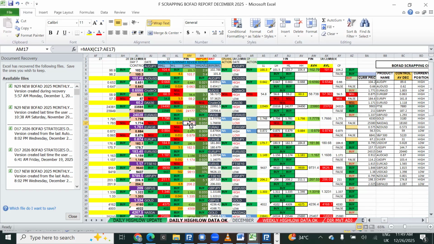It doesn't mean that we cannot sell below. We can sell below, even down to 1.756. But sales within that range will give us the best results.